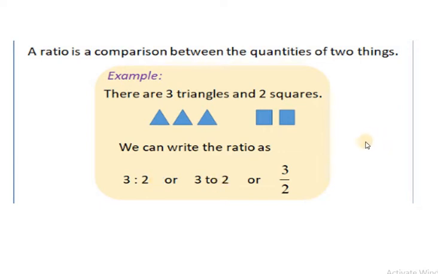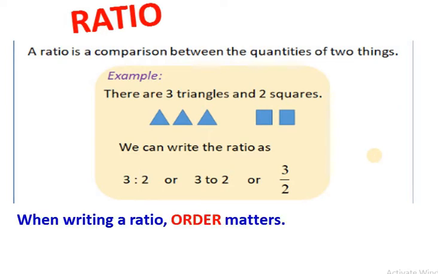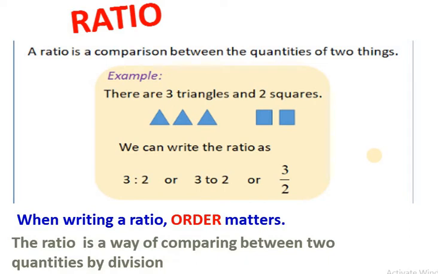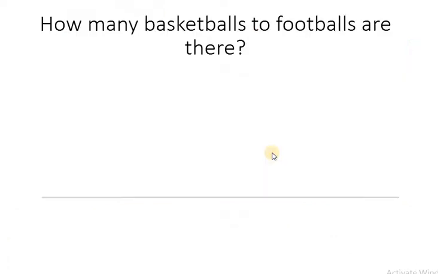So what is ratio? Ratio is the way to compare between two quantities, and these two quantities will have the same units. When I write the ratio, the order matters. If I say there are 3 triangles and 2 squares, I cannot write the square first. I have to write the triangle first and then the square. So the order matters.